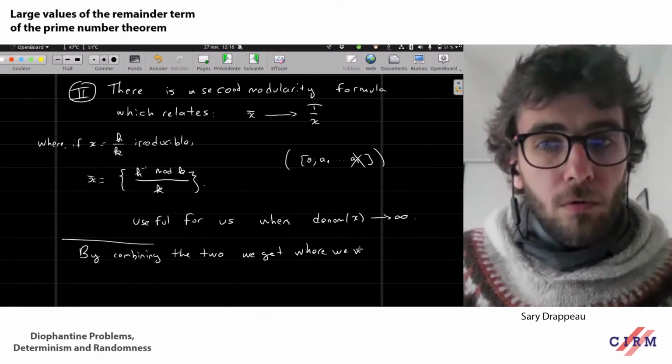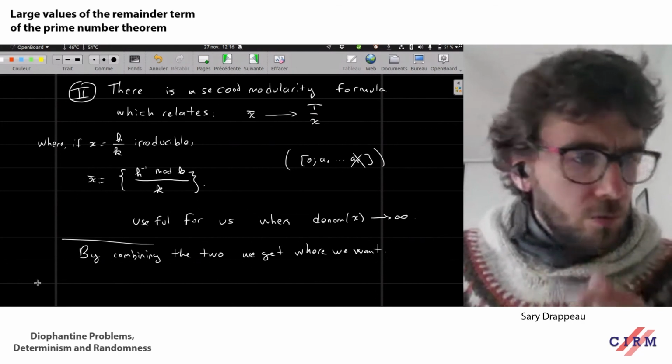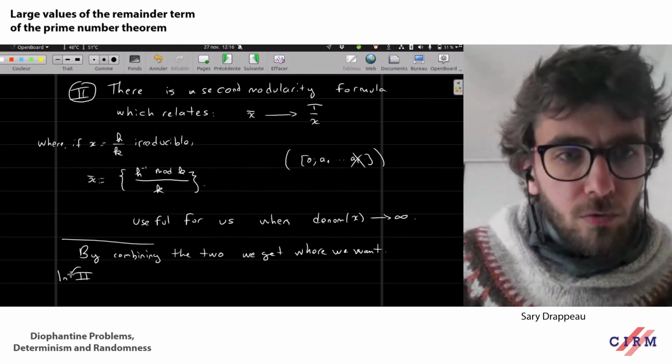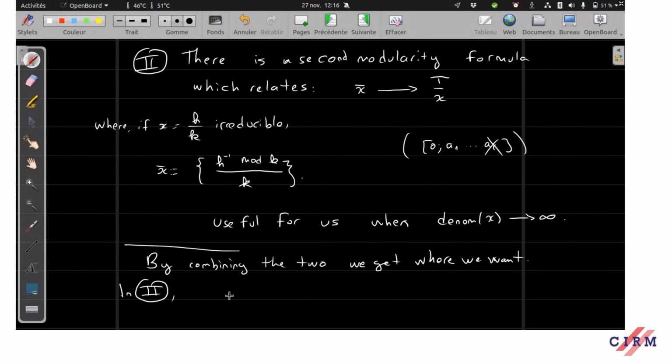Where we want. And maybe I can finish with a last remark that in this formula, in formula 2, there are some peculiar objects that pop up, which are the following.